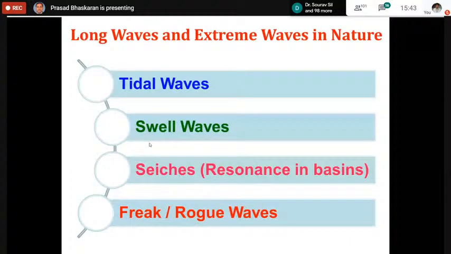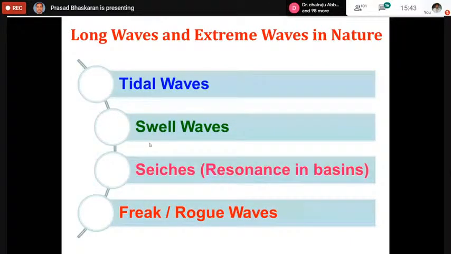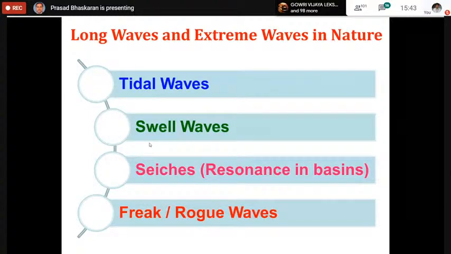Now, there are long waves and extreme waves that you have in nature. Tidal waves are one among them. Then you have swells. Swells are basically the long waves. Then you have a different type of wave system called seiches, or resonance in open harbors. And extremely dangerous waves are called freak waves or rogue waves.